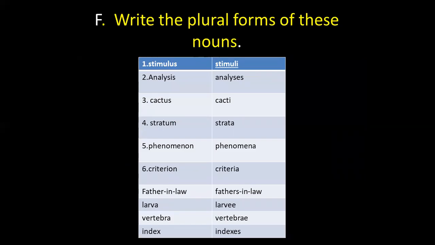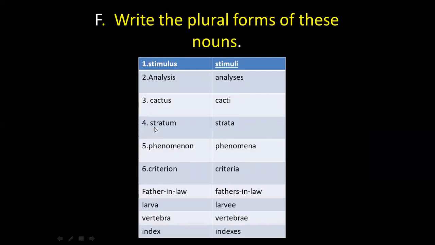Now, here we have given certain words. Let us try to make the plural form of these nouns. Analysis. Here the word ends with is, so we change is into es. Analysis. The word ending with is, we just remove i and we add e.